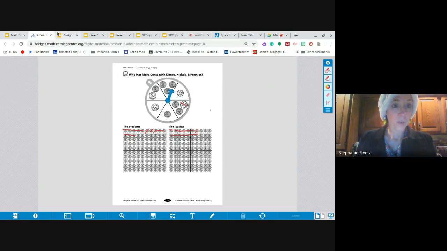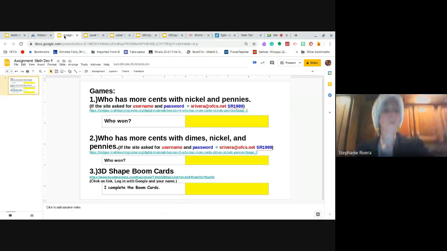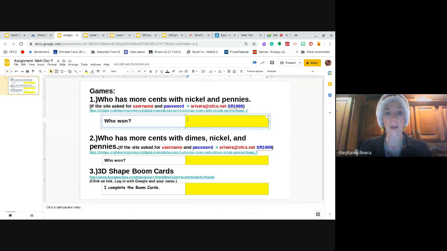Okay, and your sheet looks like this. So if you play the game with mom or dad or brother or sister, when you're done you can say who won, you can say me, or you can say my mom, my dad. And you're going to play the game with dimes, nickels, and pennies. You're going to say who won, and then you're going to do your boon cards.